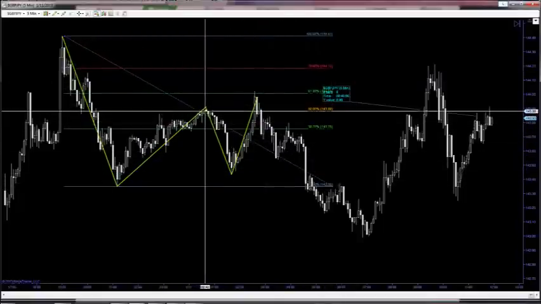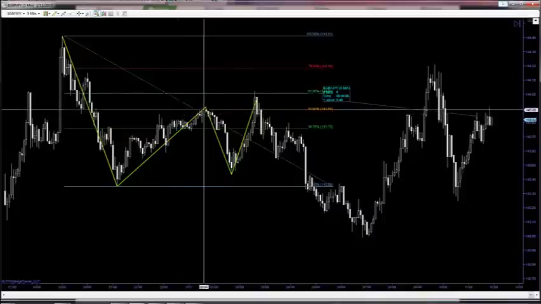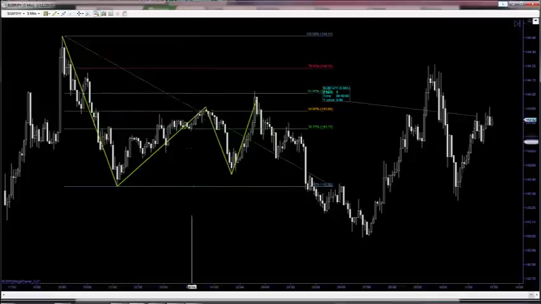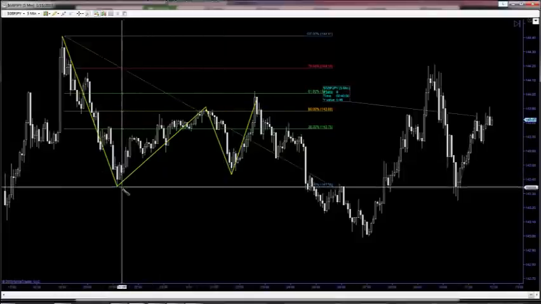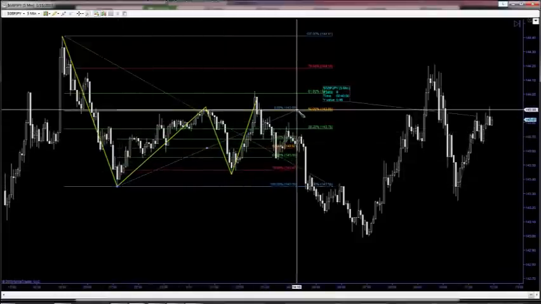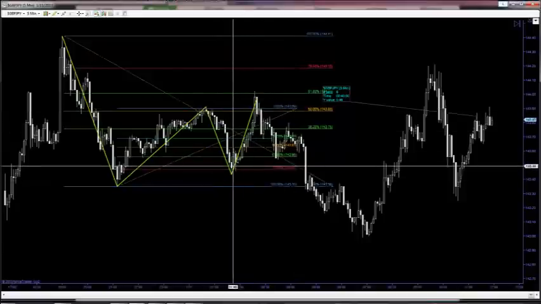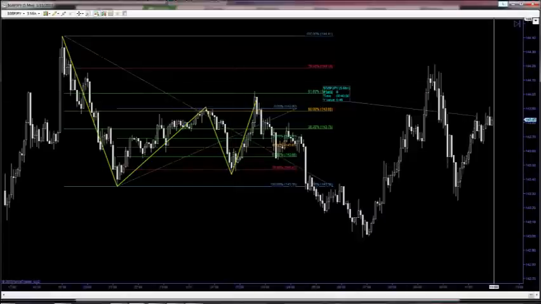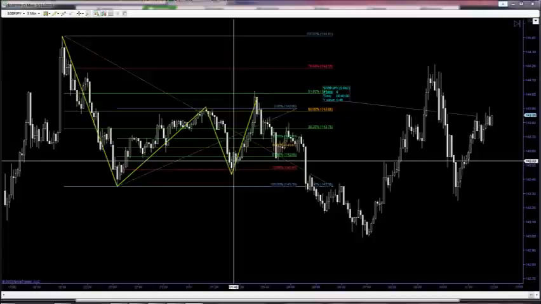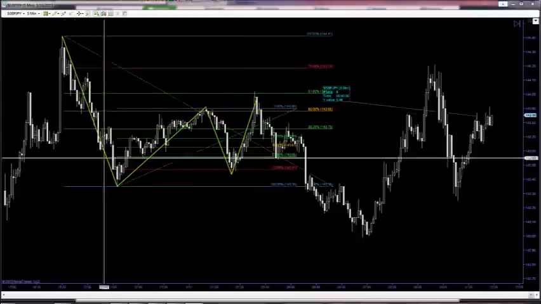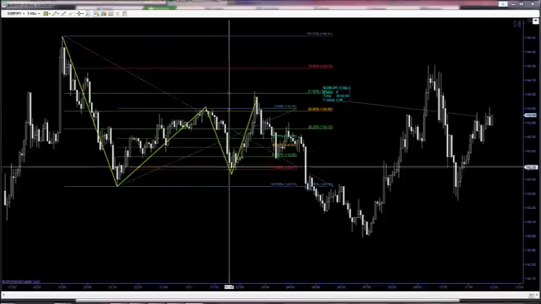Price found support, resistance right here at the 50. So automatically right off the bat, we're thinking what? Bat pattern, right? Then price produced this right here, this low. At price producing this low, we're still within our rules for the bat pattern because we had the anchor leg, we had the dominant that went into the 50, which came down and found support here.